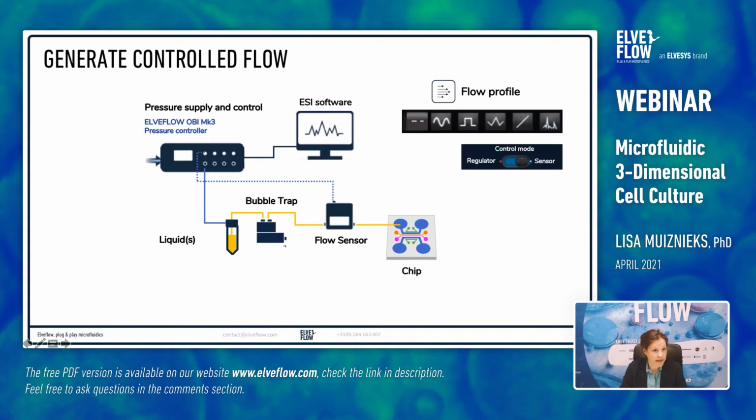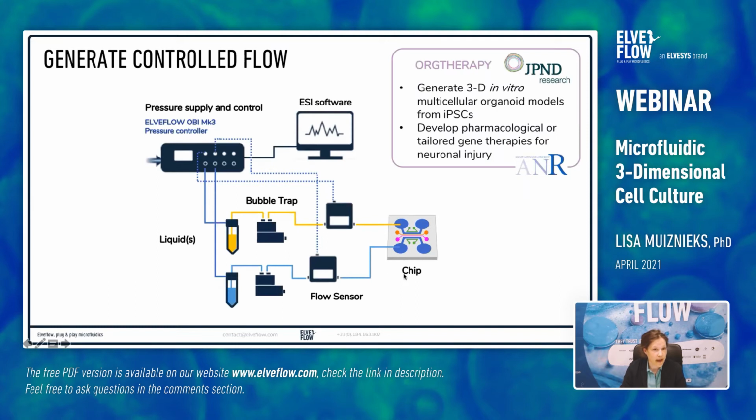A bubble trap can be connected to remove bubbles from the liquid, and a flow sensor with a feedback loop to control the flow rate of fluid through the chip via a sensor mode as an alternative to controlling via pressure. The ESI software allows you to add different flow profiles through the chip, from steady to pulsatile to more complex customized rhythms like a heartbeat. And to perfuse a second or more channels simultaneously, you duplicate this configuration, shown here using a blue liquid.